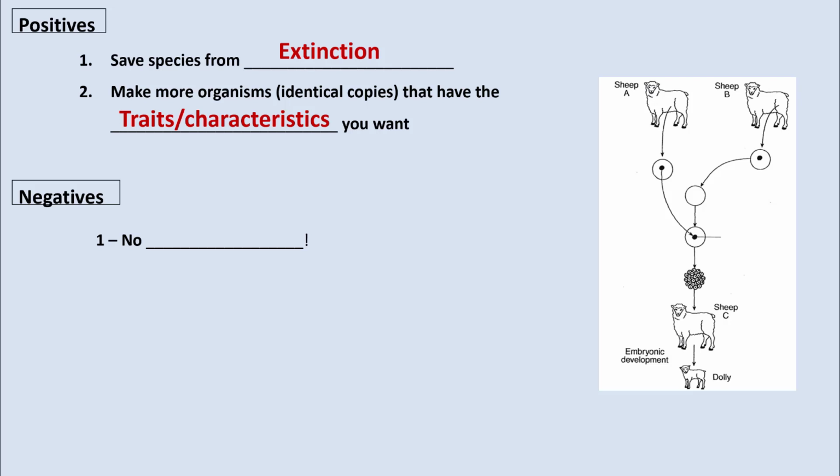Same thing if you have a prize-winning racehorse, a really fast horse that got born. You want to take some cells and clone that thing so you can have generations of identical horses and constantly have a very fast horse.